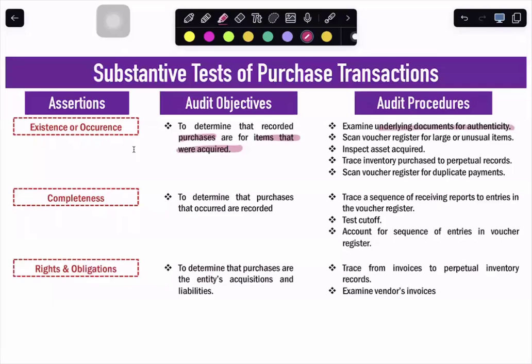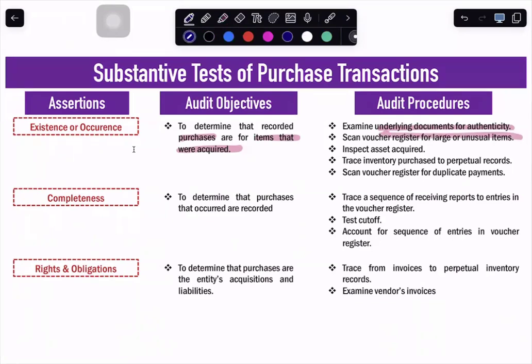First, we examine underlying documents for authenticity, because we want our purchase to have really existed or occurred. So what documents do we need to examine? These are your PR, PO, receiving report, and your invoice. Next, you scan the voucher register for large or unusual items.